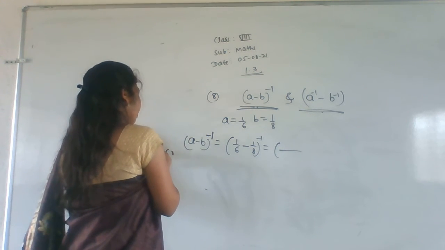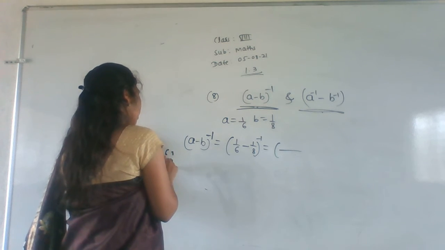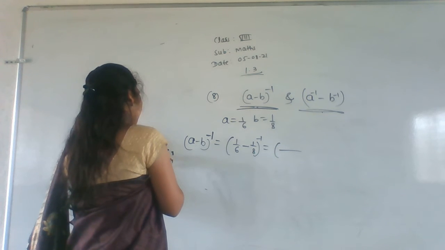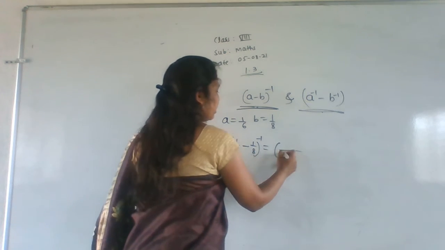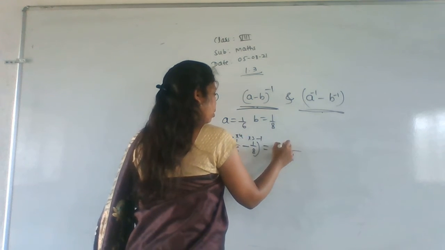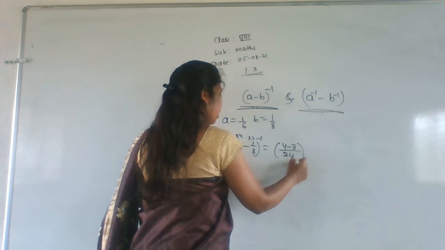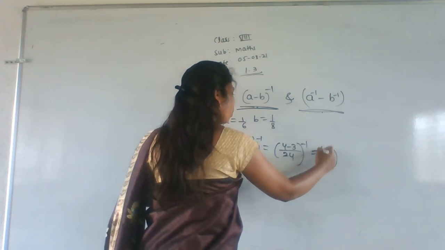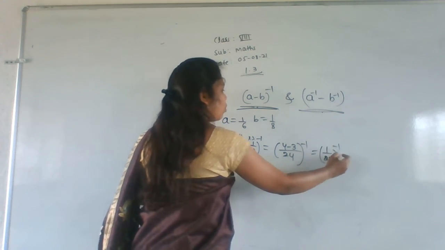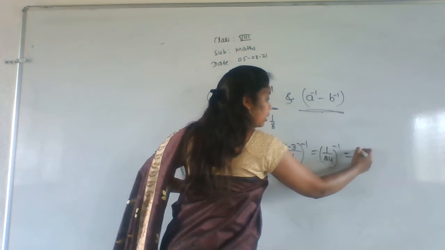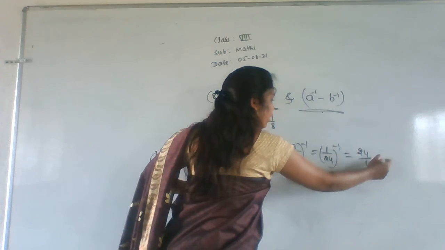6 and 8. 2 3s are 6, 2 4s are 8. 2s are again 2, 4 4s are 8, so 24 is the LCM. Here 6 4s are 24, 8 3s are 24. So 4 minus 3, whole inverse, that will be 1 divided by 24, inverse. So what is this? Inverse means to take the reciprocal of that value. That is nothing but 24 by 1.